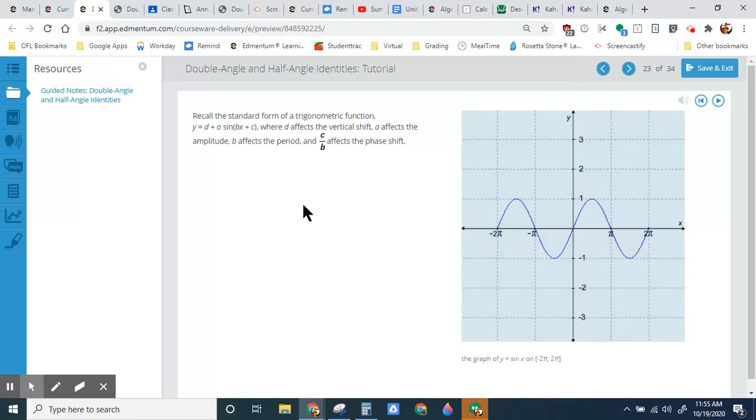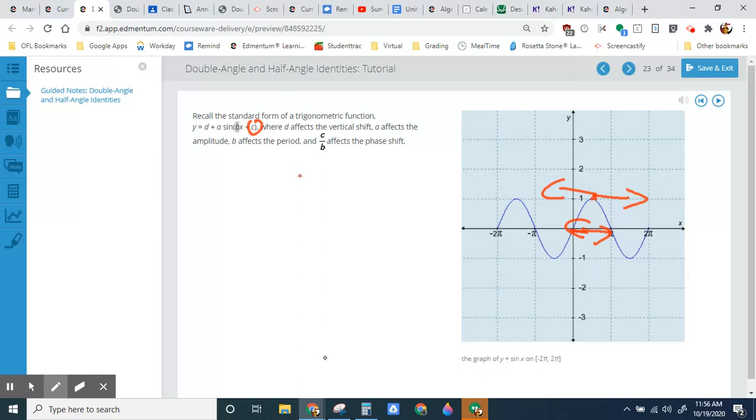Recall the standard form. So now we're just going to talk about transformations of these. A period affects the phase shift. When it talks about phase shift, this B changes how much we're going to multiply the X by, so it's going to affect how wide this period is. The C affects how far we actually move this, how far we move to the left and how far we move to the right.